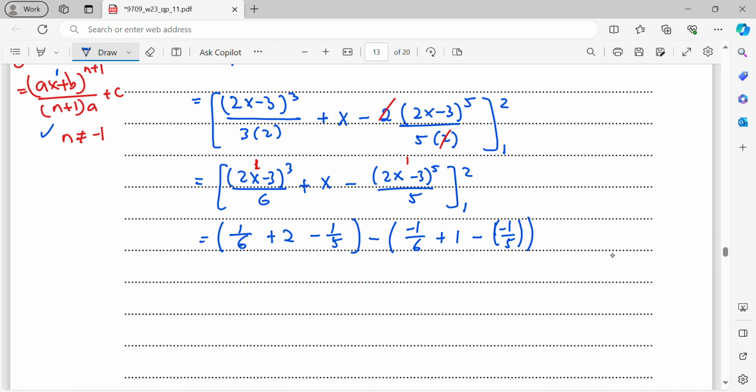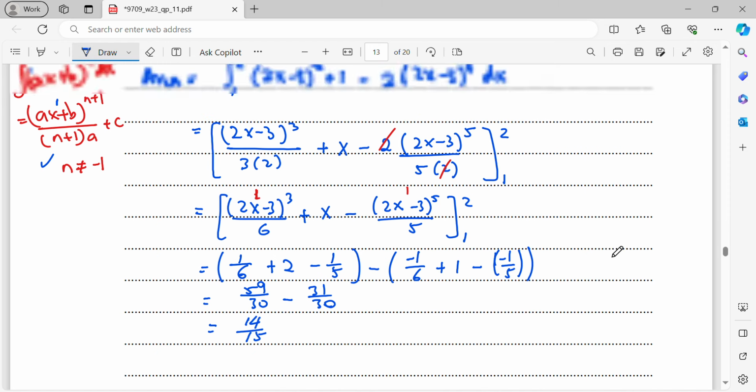Then from here, the first bracket will be 59 over 30. The second bracket is 31 over 30. So at last, you will be getting 14 over 15. So that is the area.